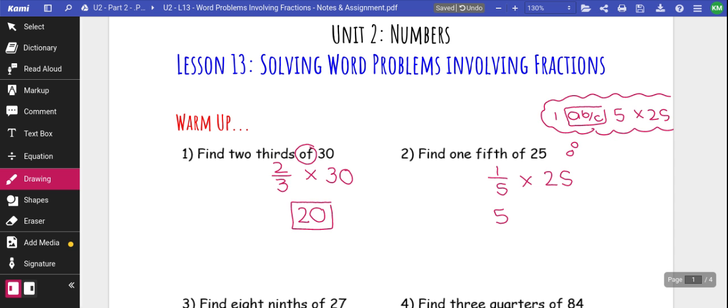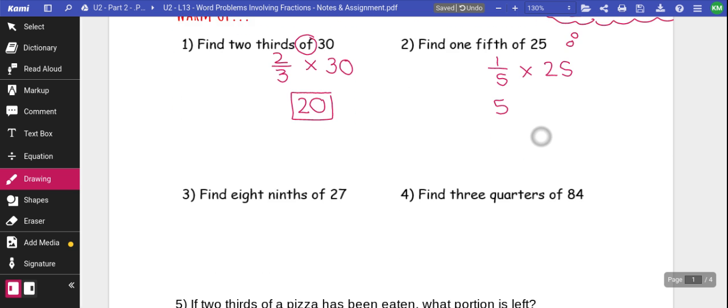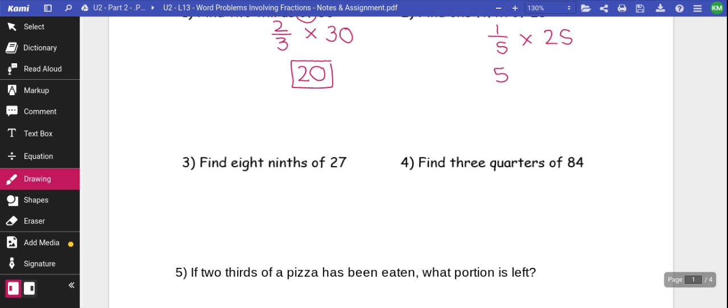Okay. Let's do the next one. 8/9 of 27. How will I write that as a fraction? Good. 8/9 times 27. You crunch that. You tell me the answer, Jax. 24 is perfect. Thank you, Jax.